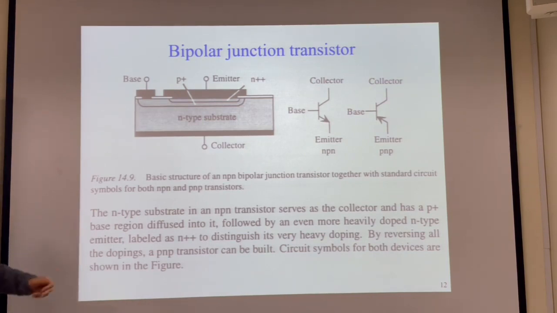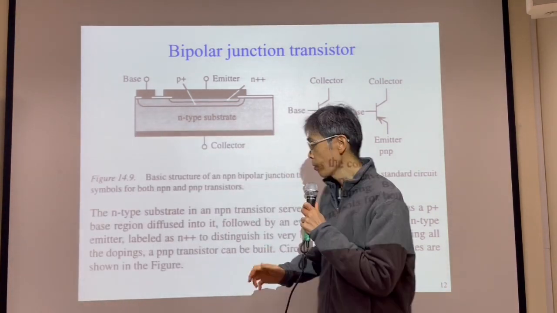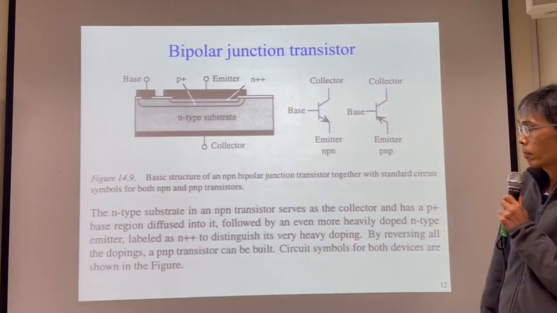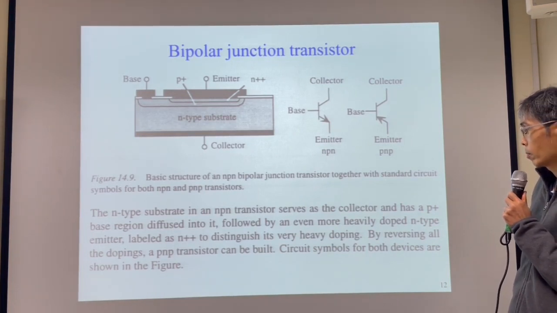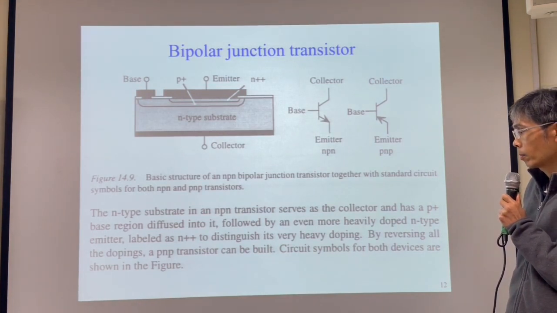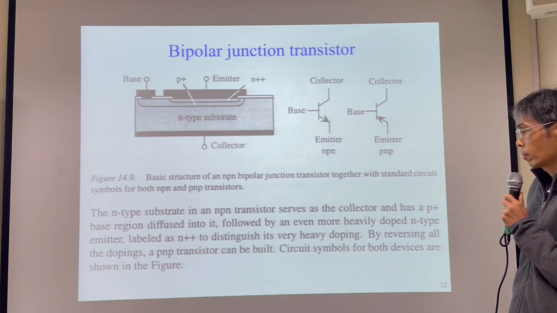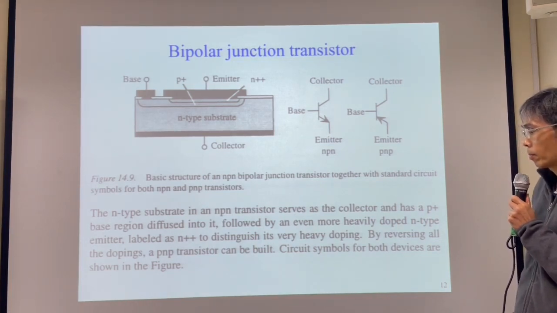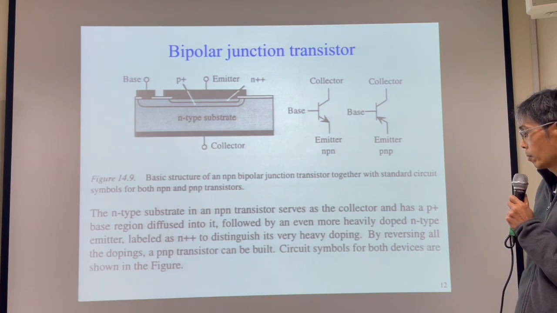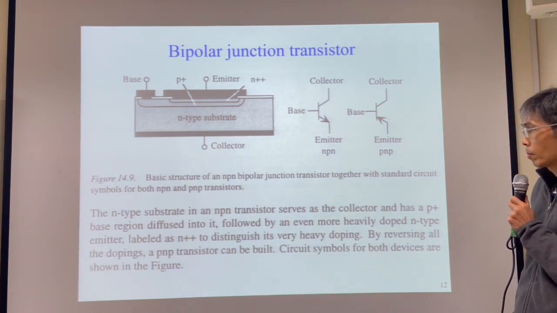Could you read this? The N-type substrate in an NPN transistor serves as the collector and has a P+ base region diffused into it, followed by an even more heavily doped N-type emitter labeled as N++ to distinguish its very heavy doping. By reversing all the dopings, a PNP transistor can be built. Circuit symbols for both devices are shown in the figure.